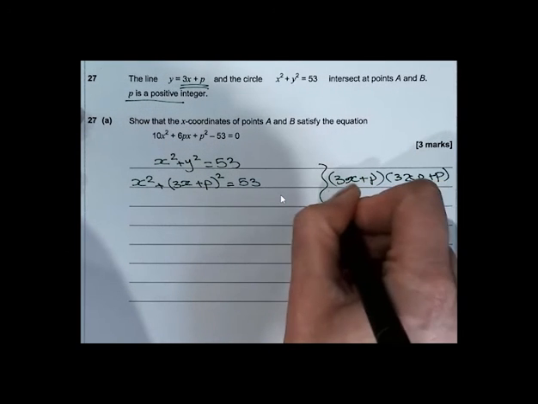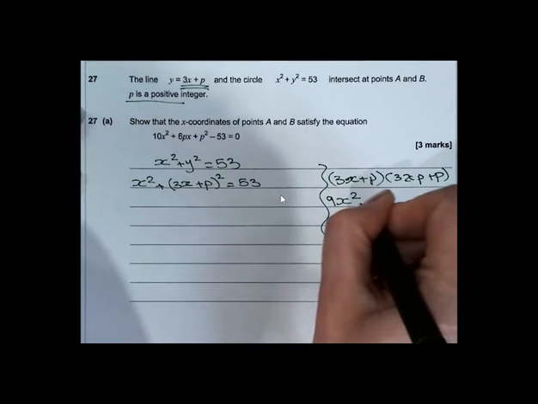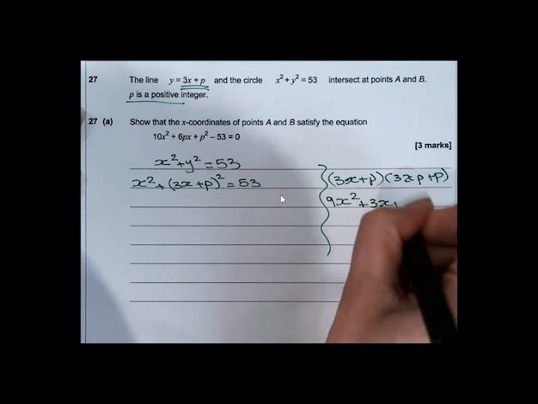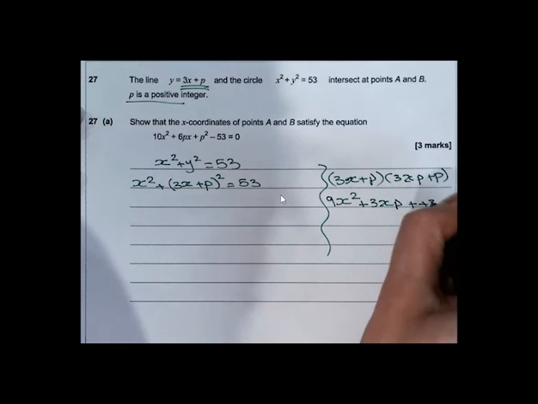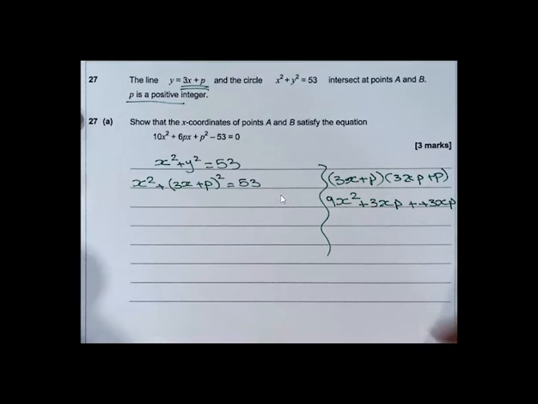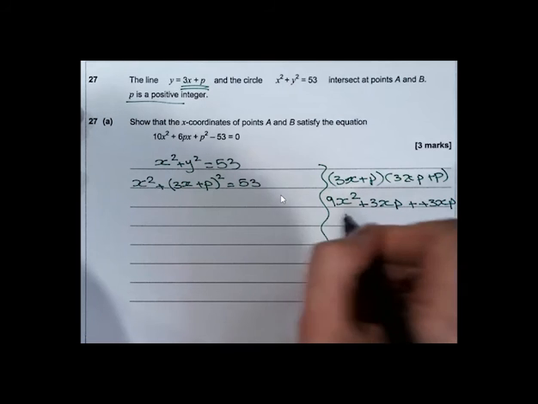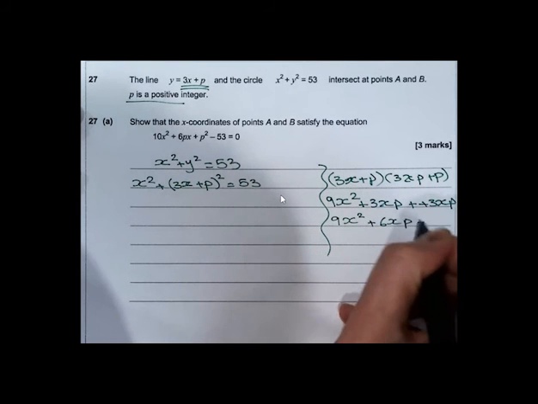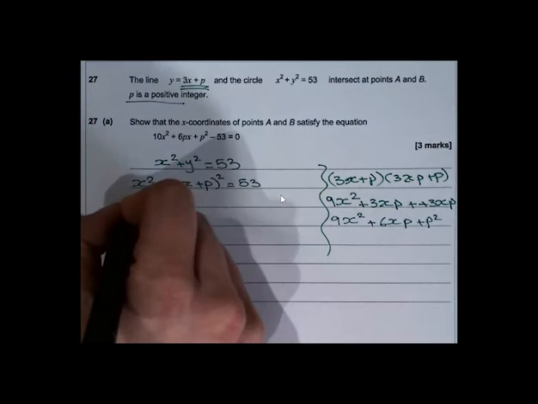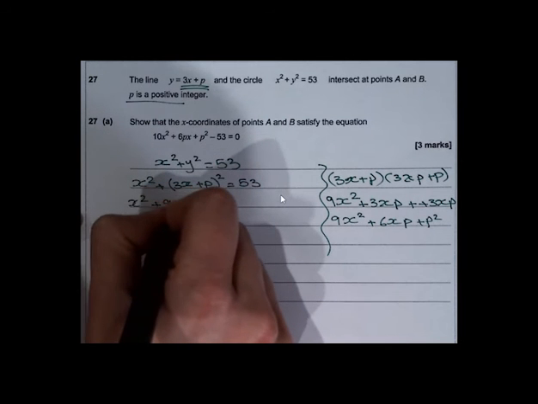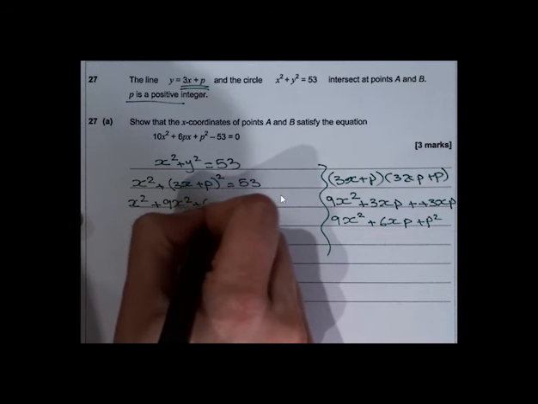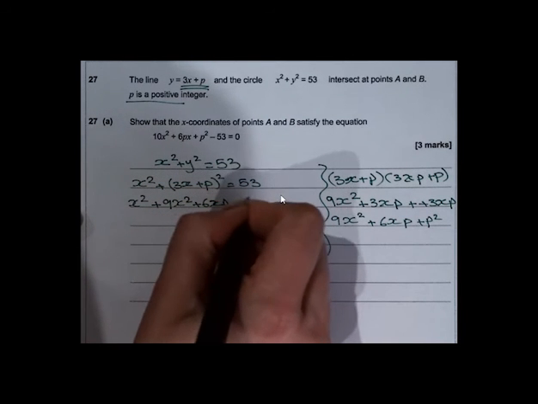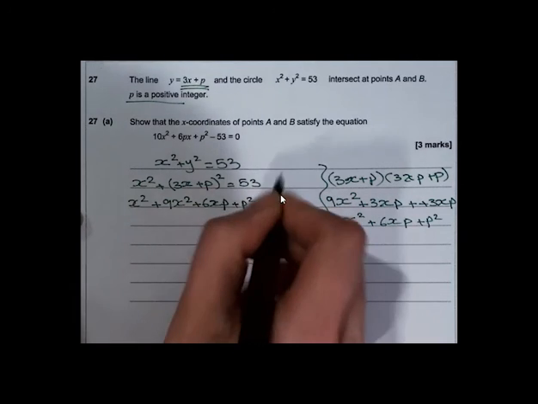3x times 3x is 9x squared. 3x times p is 3xp. p times 3x is 3xp, and p multiplied by p equals p squared. So when I simplify this expression, it is 9x squared plus 6xp plus p squared. So I'll take this here: x squared plus 9x squared plus 6xp plus p squared equals 53.